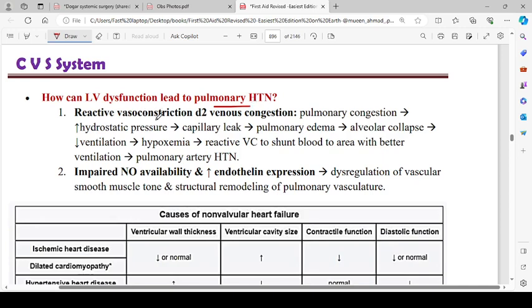Reactive vasoconstriction due to venous congestion. Like the blood is pooled in the veins, there will be pulmonary congestion, increased hydrostatic pressure, capillary leakage that will lead to pulmonary edema, alveolar collapse. Alveolar collapse will lead to decreased ventilation. That will lead to hypoxemia, reactive vasoconstriction to shunt the blood to the area of better ventilation. That will lead to pulmonary artery hypertension.